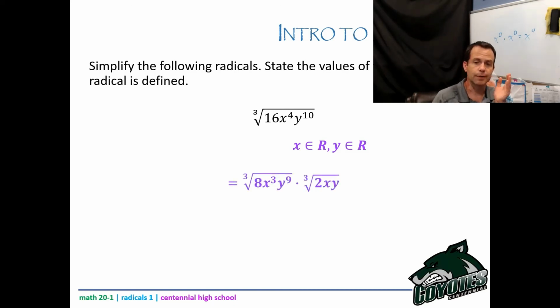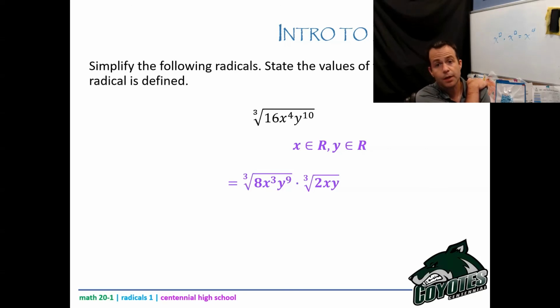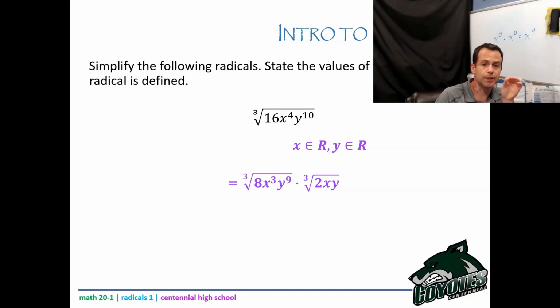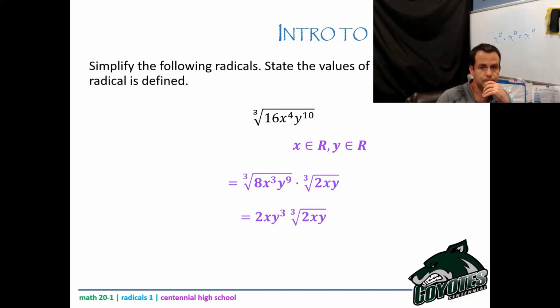Okay, so I've got the cube root of 8x cubed y to the 9, and then my leftover bit would be the cube root of 2xy. Now, the cube root of 8 is 2, the cube root of x cubed is x, and the cube root of y to the 9 would be y to the 3. So final answer here, 2xy to the 3 times the cube root of 2xy. Okay?